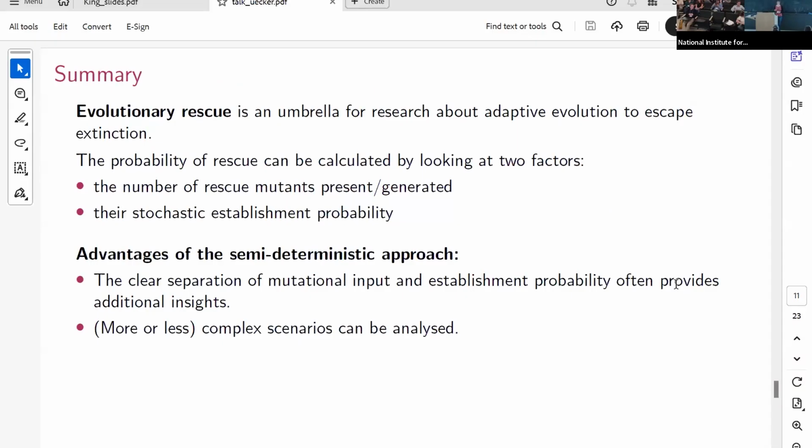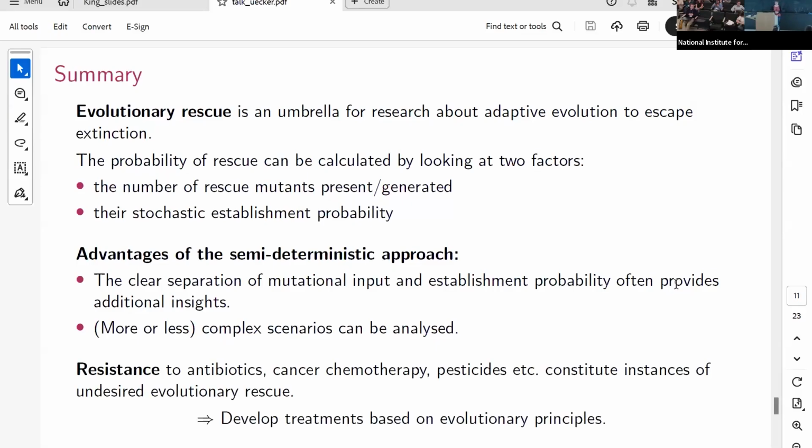this has at least two advantages. One is this clear separation in the mutational input on the one hand and establishment probability on the other, which can often provide additional insight. And the second is that more or less complex scenarios can be analyzed in that way. And again, resistance to antibiotics, also cancer chemotherapy, what we saw this morning, or pesticides, those all constitute instances of undesired evolutionary rescue. And so by modeling these scenarios, we can hopefully develop treatments based on evolutionary principles that prevent or slow down the evolution of resistance.